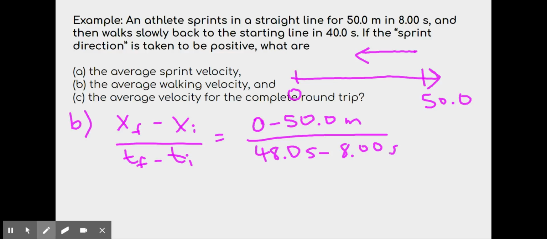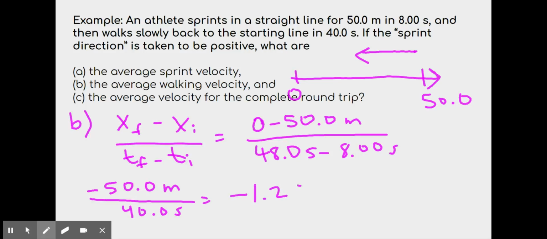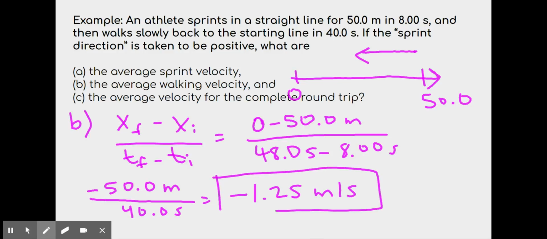So when we do this, we see negative 50.0 meters and 40.0 seconds. So 50 divided by 40, and that's a negative 50, is negative 1.25 meters per second. So that's going to be the average walking velocity.